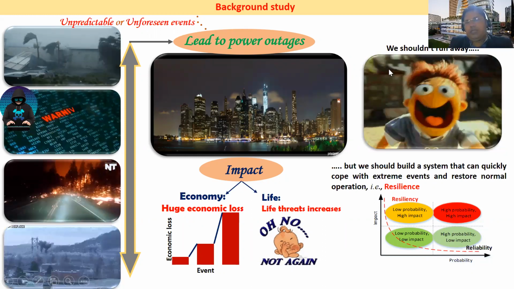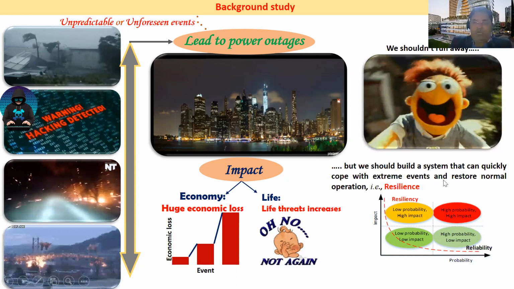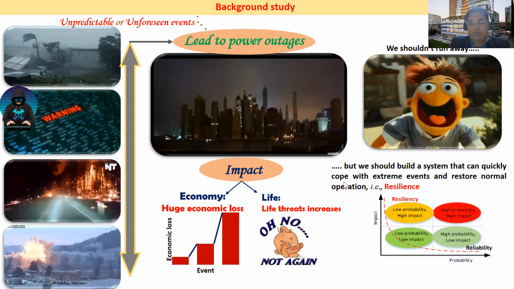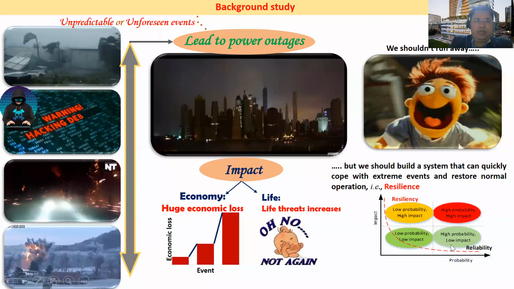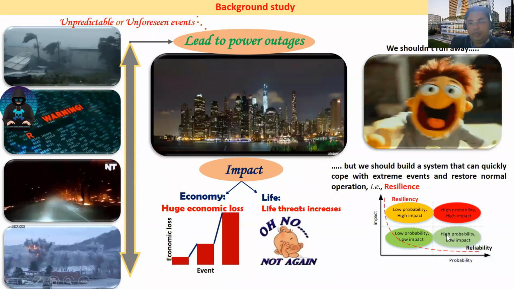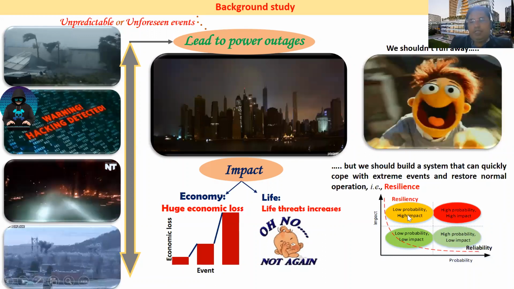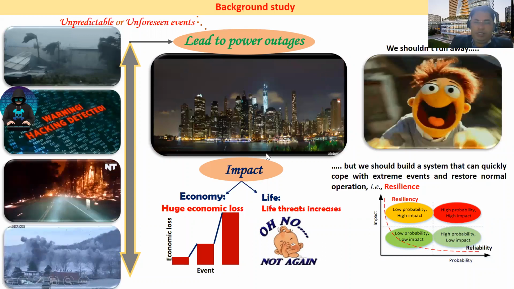We should not run away from this kind of situation, but we should build a system that can quickly cope with extreme events and restore normal operation. That is what is called resilience. And resilience is somehow related to reliability, considering the event: reliability deals with low impact and high probability events, while resiliency deals with high impact and low probability events.